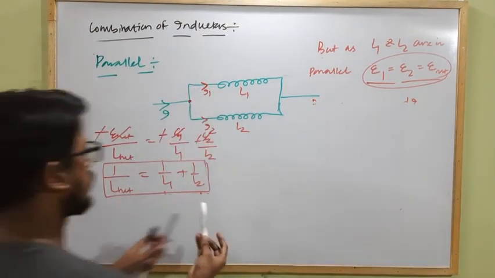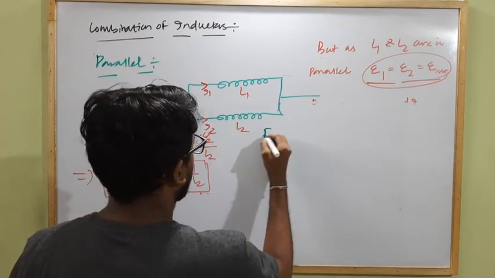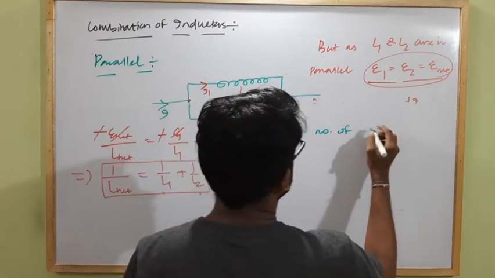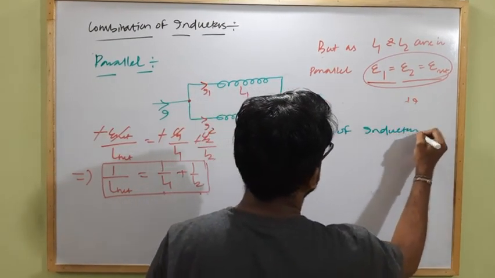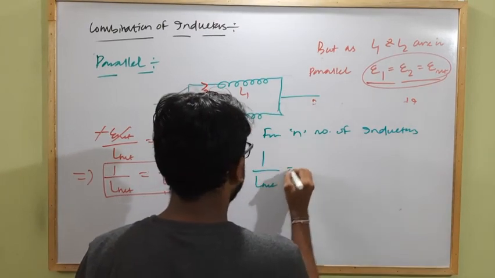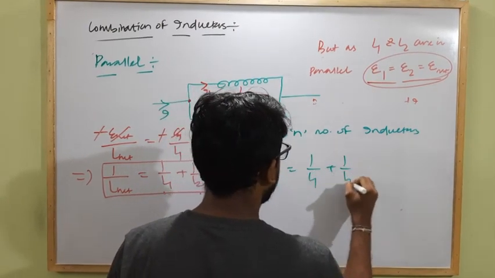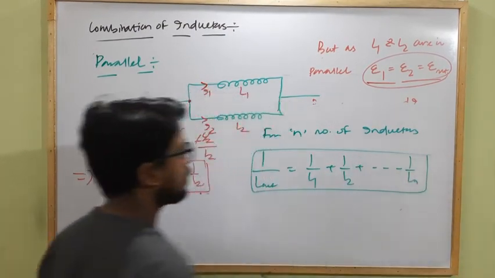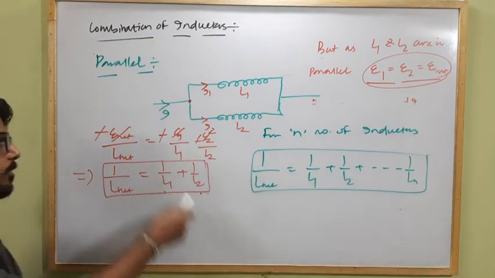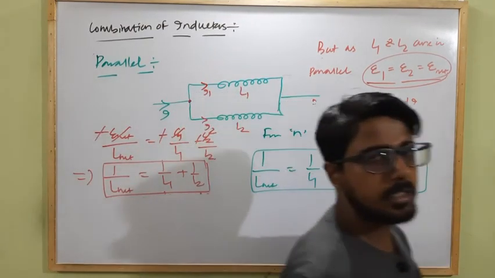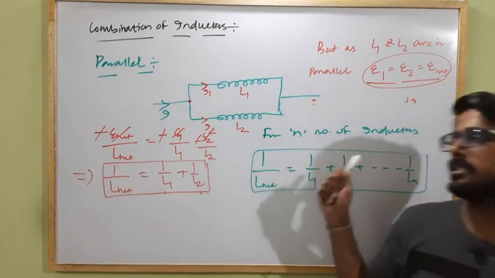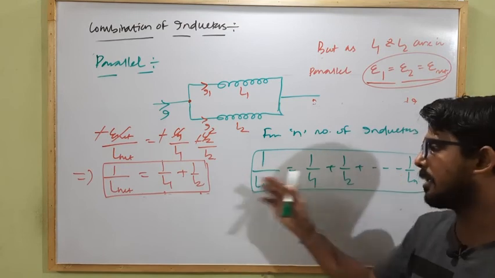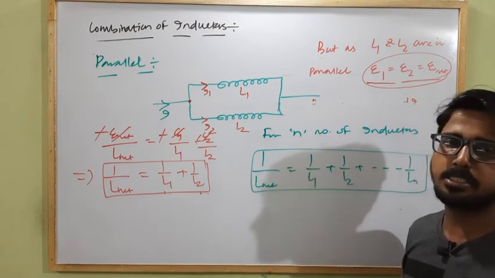So for n number of inductors, 1 by L net equal to 1 by L1 plus 1 by L2 plus up to 1 by Ln. Clear? Okay, so these are the formulas for calculating equivalent inductance when inductors are connected in series and in parallel. You have to remember these relations to solve numericals. These are the same as for resistors connected in series and parallel.